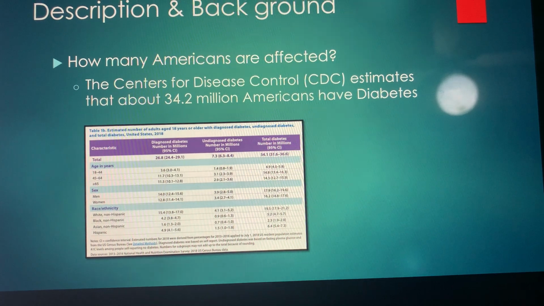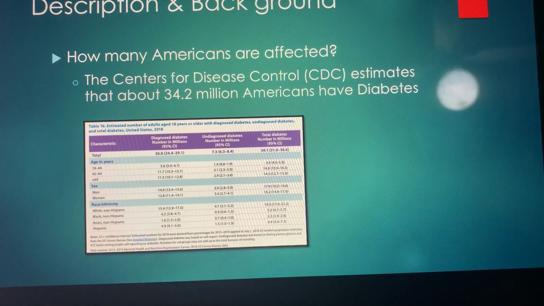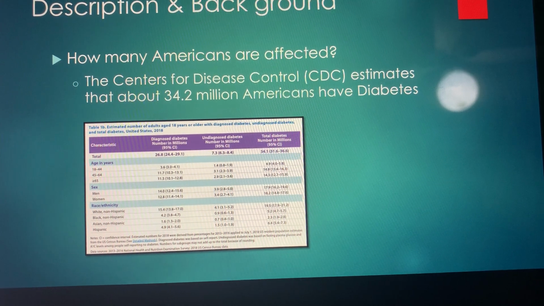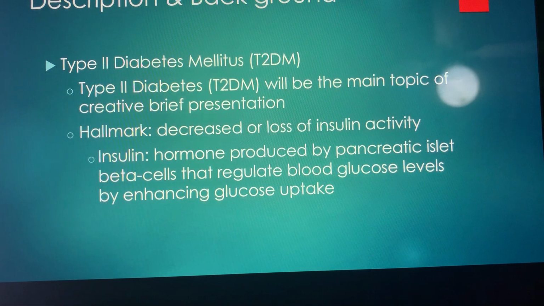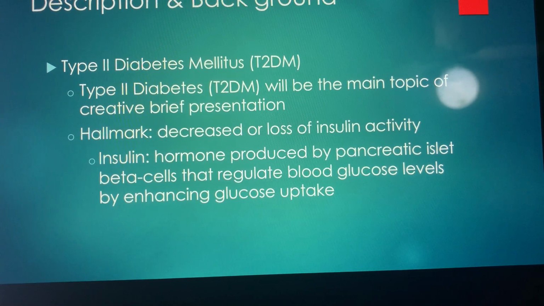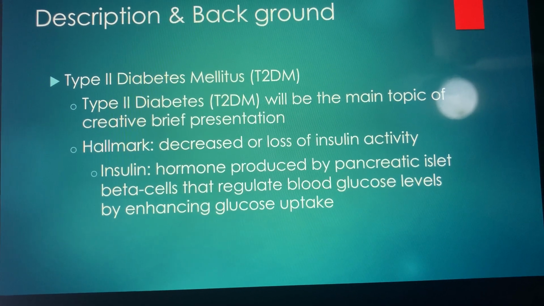How many Americans are affected? The Centers for Disease Control, the CDC, estimates that there are about 34.2 million Americans that have diabetes. And type 2 diabetes will be the main topic of the creative brief presentation.